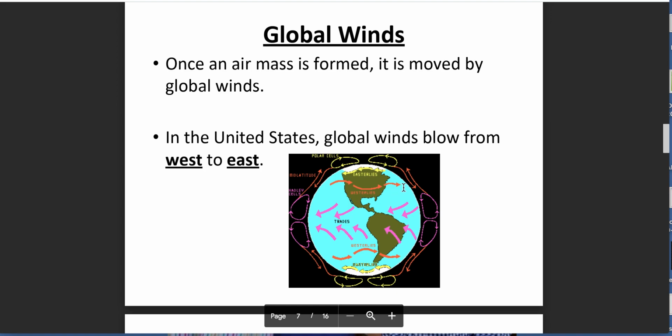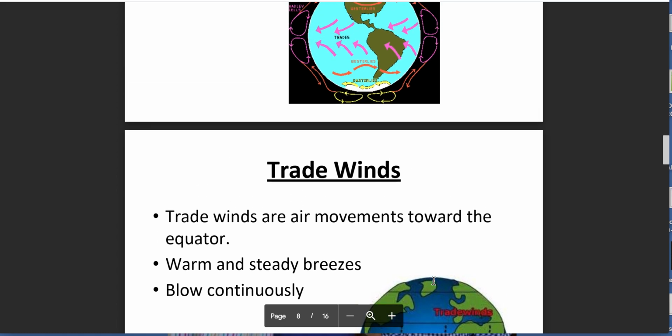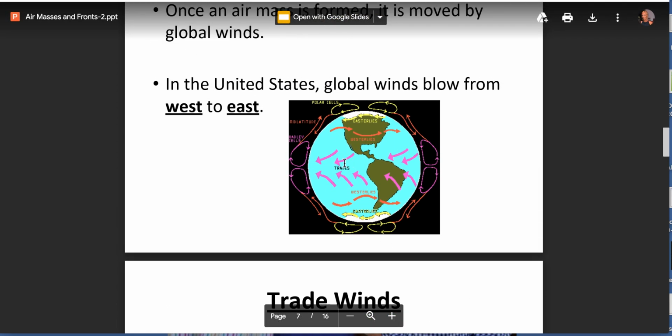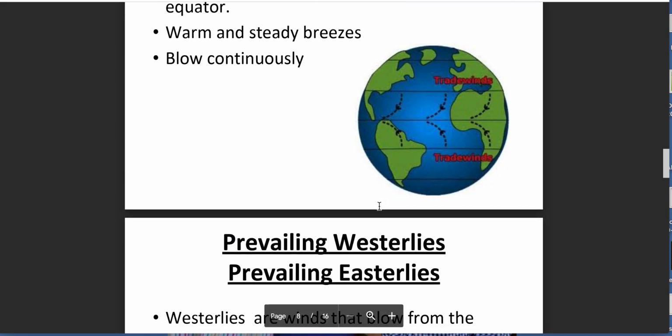Okay, here we are right here. This is the United States. Do you see that wind? West to east. Trade winds are the winds at the equator in this tropical zone. They're warm and steady, and they blow continuously. You can also see them here on our map. So like here is the equator. We can see these trade winds. They're going in the opposite direction of how ours are going.